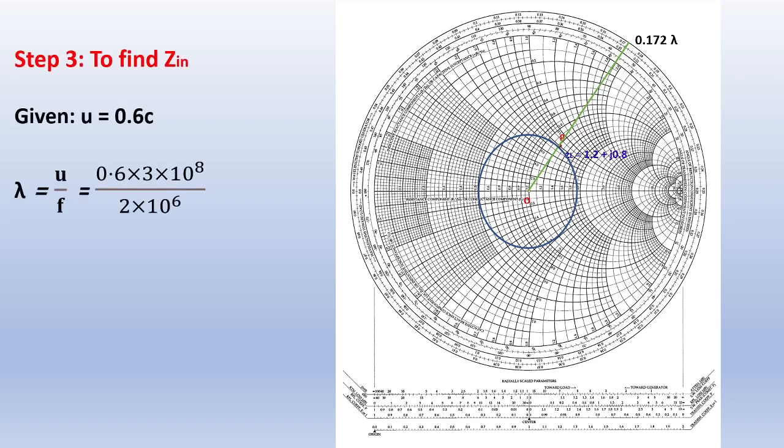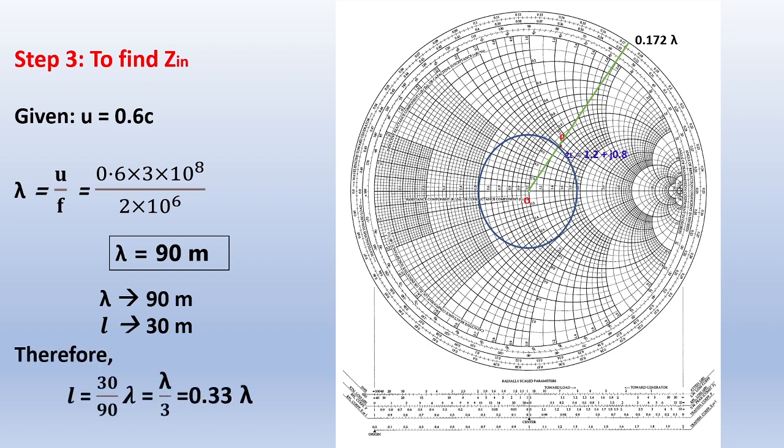The next step is to find Zin, that is the input impedance. We have been given that u equals 0.6c. So lambda, that is the wavelength, is nothing but u upon f. Substituting, lambda is 90 meters. Now we'll find the relation between lambda and the length. L is lambda by 3, so just cross multiply and you will get the values in terms of lambda. So L is lambda by 3, that is 0.33 lambda.